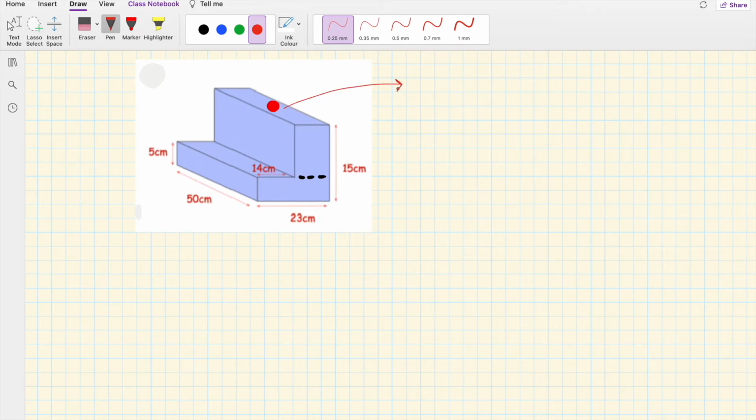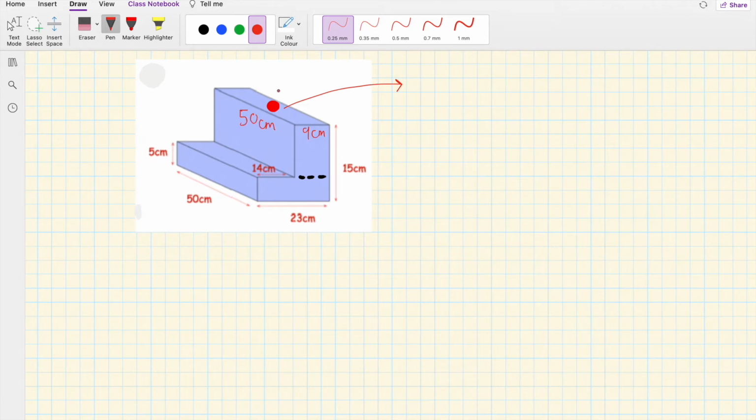I'm going to work my way around to find the area of each rectangle. So this top part here, I need to first of all figure out what this length is. If this whole length is 23 centimeters, and this length over here is 14 centimeters, I can do 23 subtract 14 to figure this length out, and that's going to give us 9 centimeters. Then I need this length here. That length is going to be the same as this length here. So this is 50 centimeters.